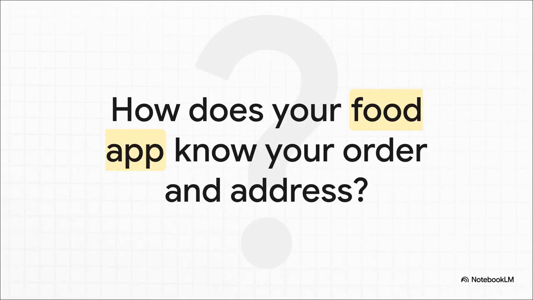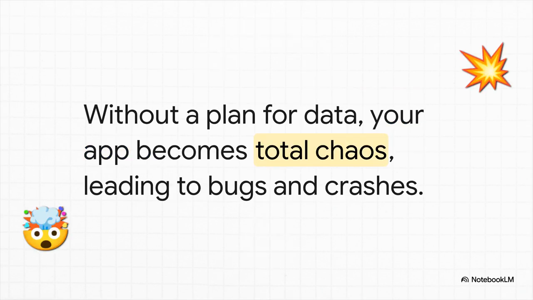I mean, think about it for a second. You tap a few buttons on your phone, and behind the scenes, this incredible dance of information kicks off. The app has to juggle your account, the menu, your order status, the driver's location, all at the same time. How in the world does it keep all of that straight without just completely falling apart? Because trust me, without a solid plan, that's exactly what you get.